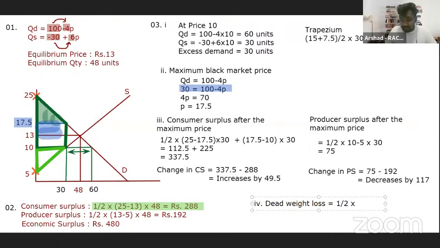It's half into the height of the thing, 17.5 minus 10, that's 7.5, into 18. So how much do we get? That's 67.5. You can use the equation, no problem at all, do what you want, that's totally up to you. But I will recommend not to go with the equation, because with equations you will get it wrong, guys.